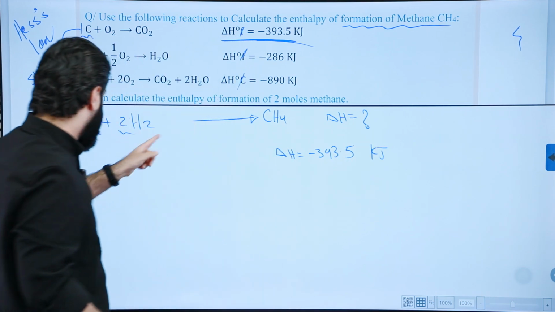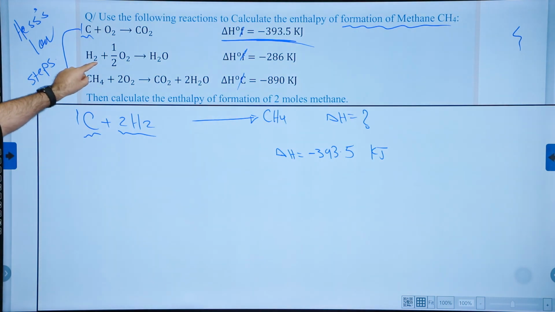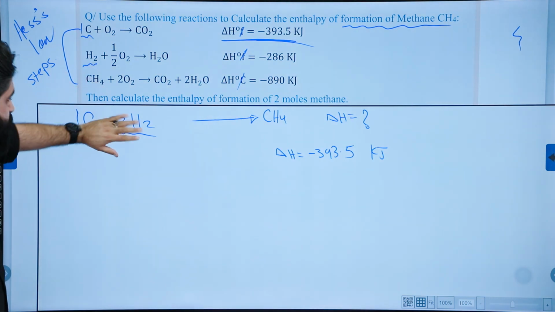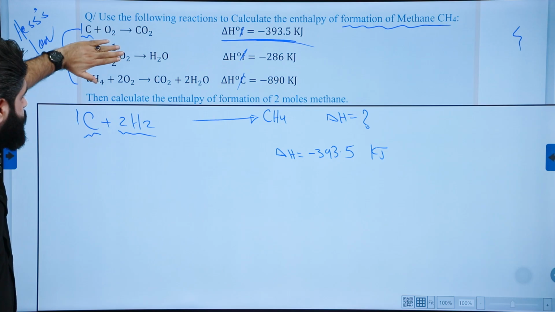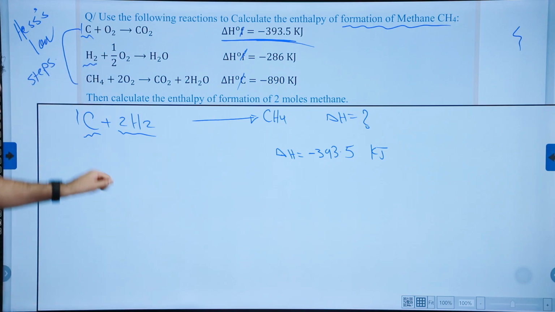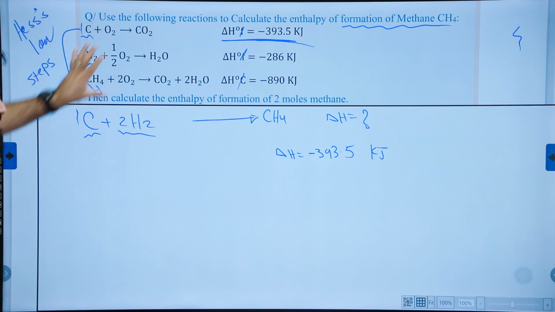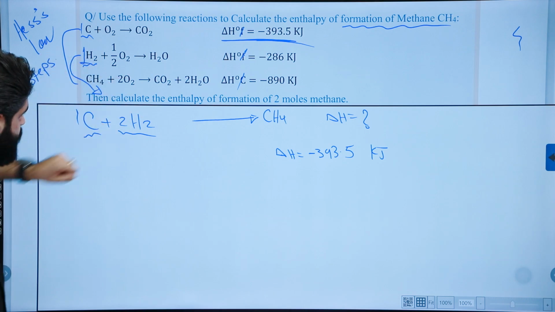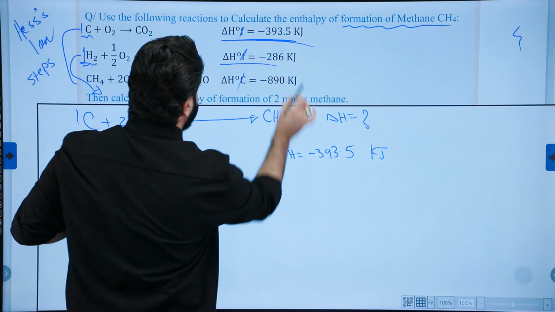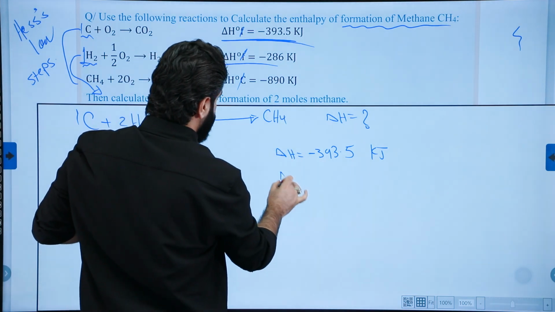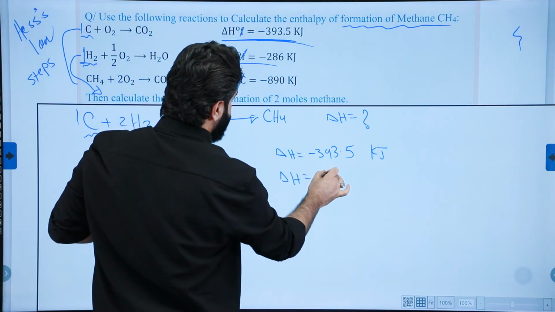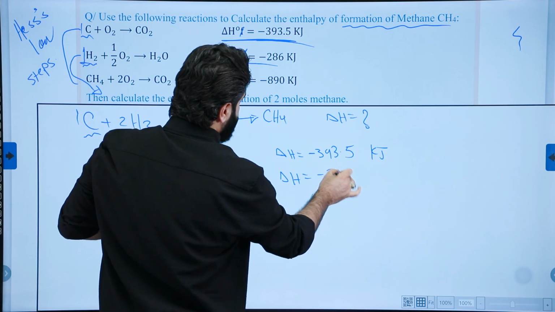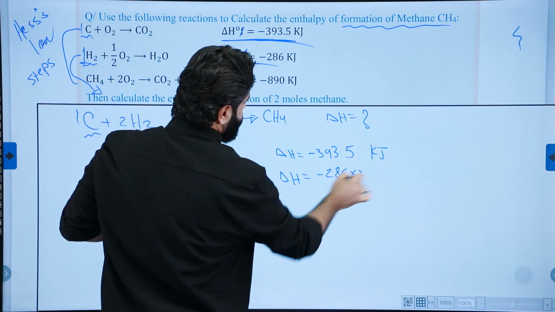And now, hydrogen. Hydrogen is in the second reaction, right? Position: this is another reactant, this is another reactant. Position is okay. Number of moles, this is 2, this is 1. This one must be multiplied by 2. Only change the steps. So the second delta H must be multiplied by 2. Delta H equals negative 286 times 2.